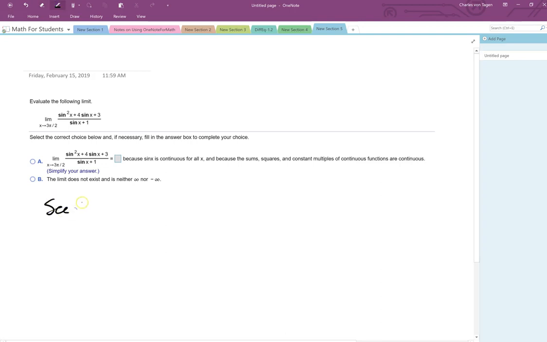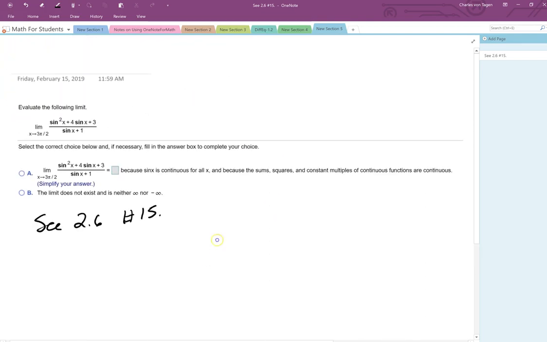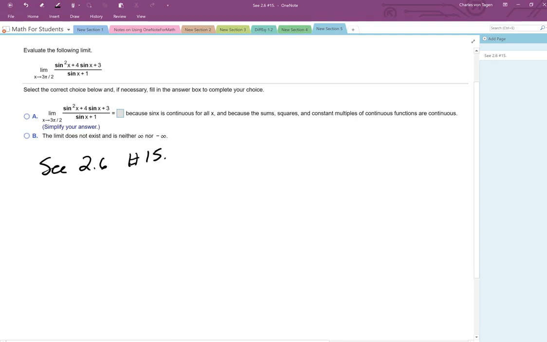This is from section 2.6, question number 15 in the MyMathLab, I believe. And here we're asked to evaluate a given limit. So it's worth asking the question, why does this show up in section 2.6? Why not an earlier section? And we're going to talk a little bit about continuity here.